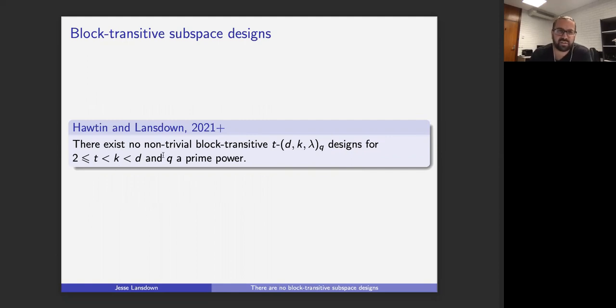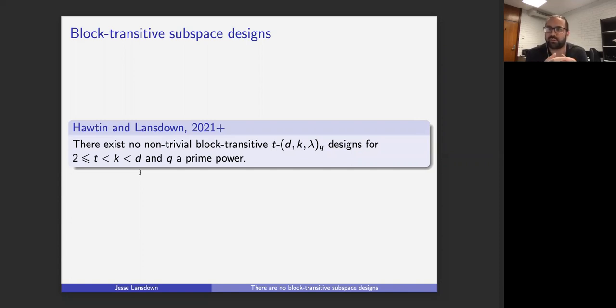Now, you can see here, we've got some parameters. K obviously has to be less than D because we can't take our subspaces to be the whole vector space. And of course, we want to contain smaller subspaces. That all makes sense. But we do have here that T has to be at least 2. And if you take T to be 1, then there do exist examples of block-transitive subspace designs.